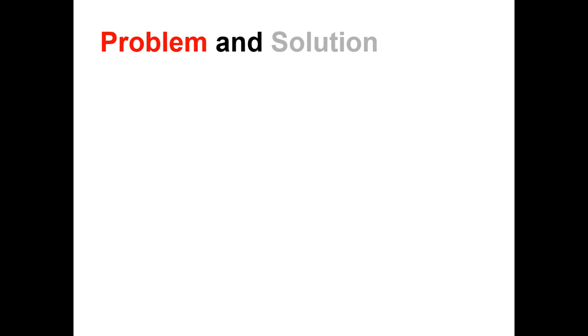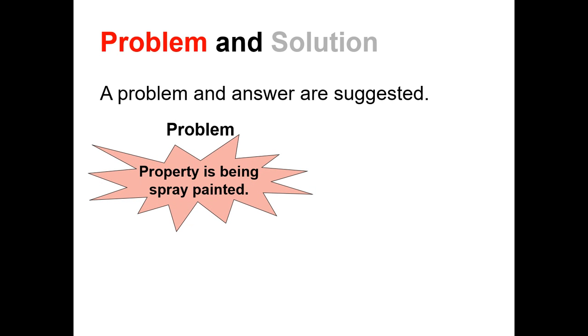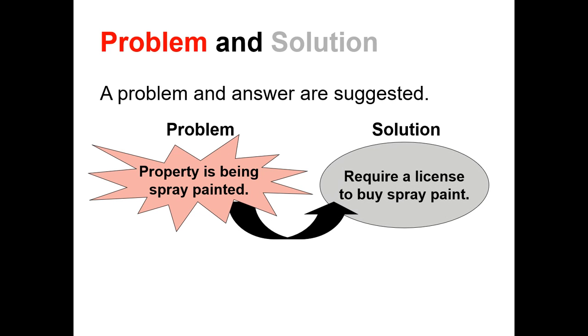Problem and solution. Now, a lot of people get this confused with cause and effect. Problem and solution is where a problem and an answer is also suggested. For example, the problem is the property is being spray painted. What is the solution? You need a license to buy spray paint.